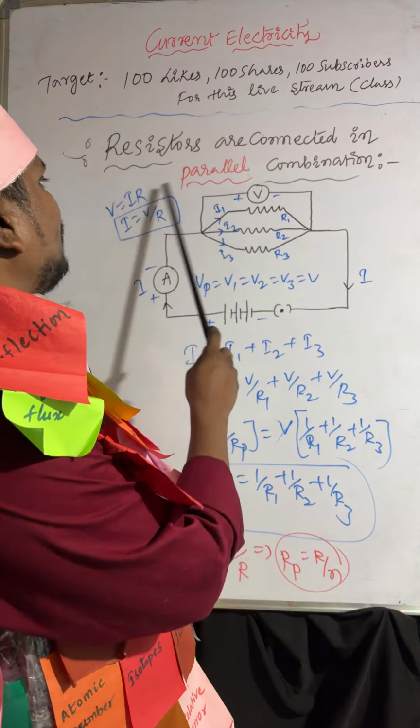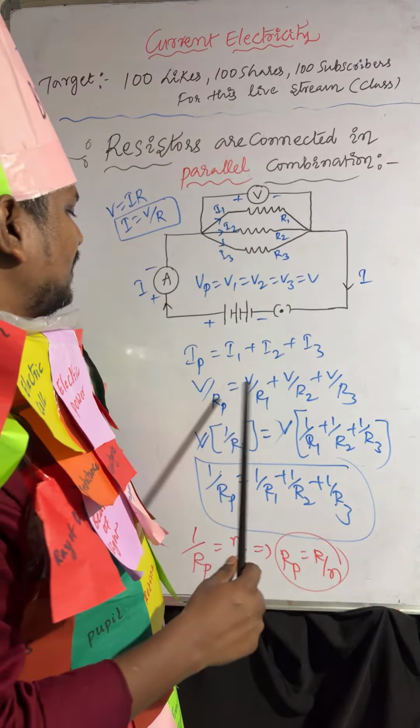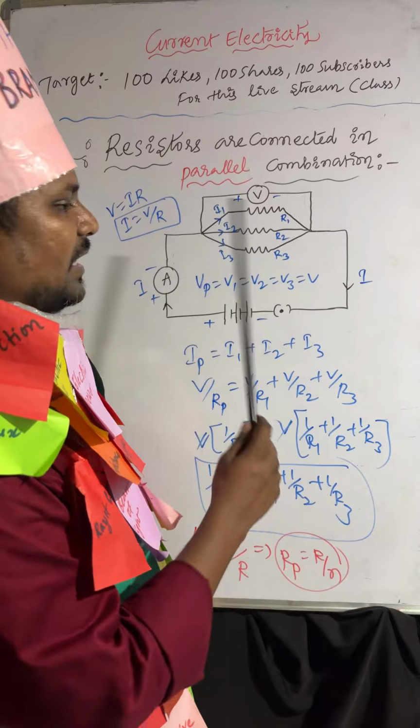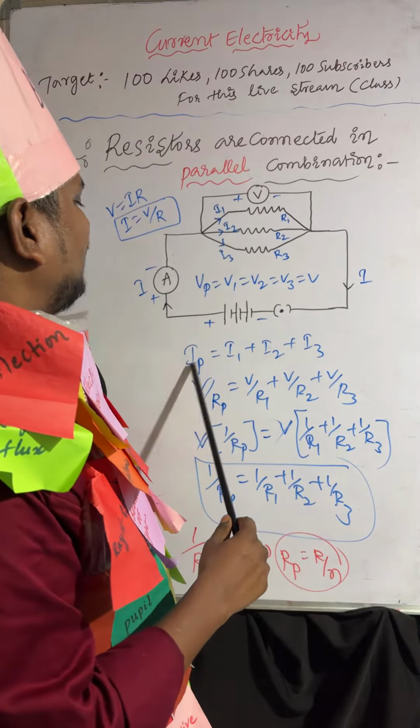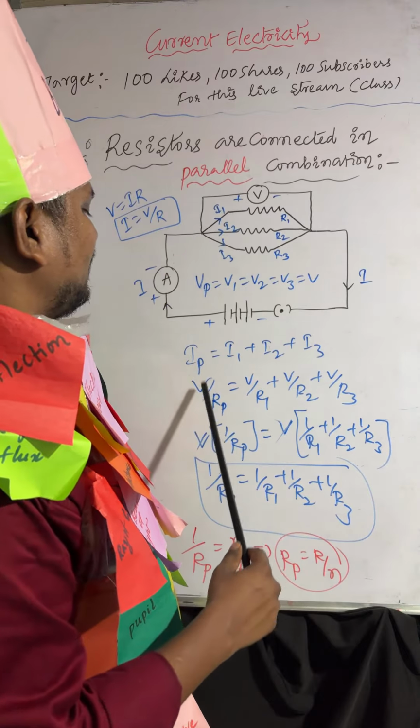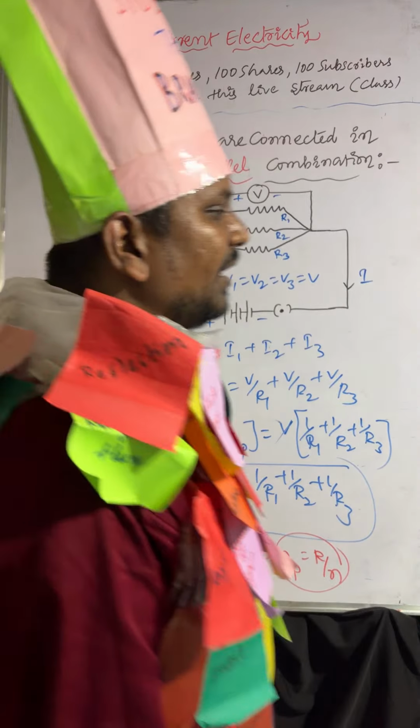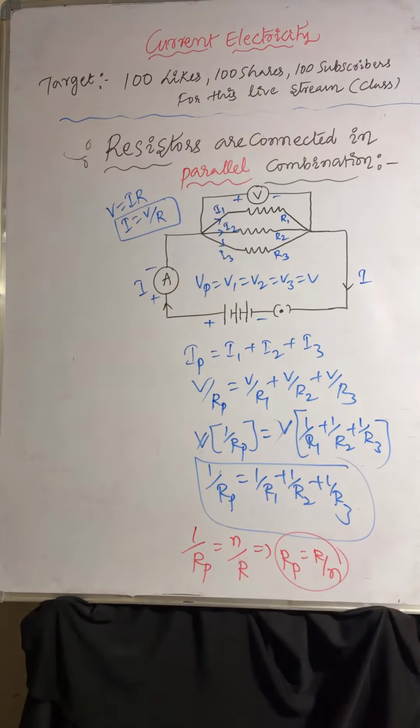So from Ohm's law, V equal to IR, I equal to V by R. Now IP equal to I1 plus I2 plus I3, the current in the parallel combination. So we can take the formula: if n number of resistors are connected in parallel combination, 1 by Rp equal to n by R, Rp equal to R by n. Understood or not? So I hope it is very clear.